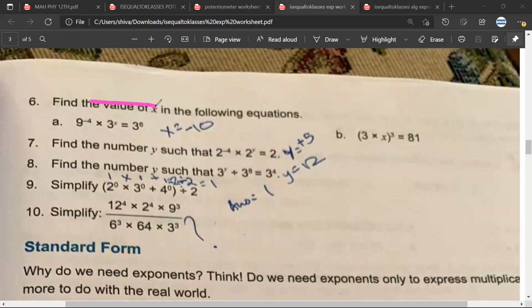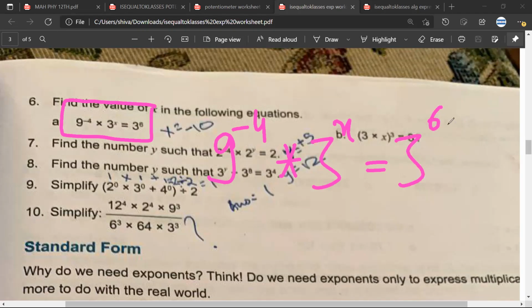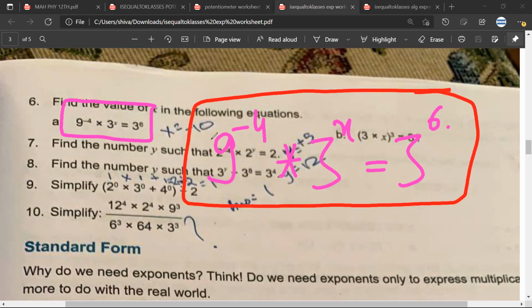For example, I have this question: find the value of x in the following expression. 9 raised to power minus 4 into 3 raised to power x is equal to 3 raised to power 6. Mr. Satya, can you tell me how to solve this? Yes, sir. Mr. Sarthak, what do you think? How can we solve this?